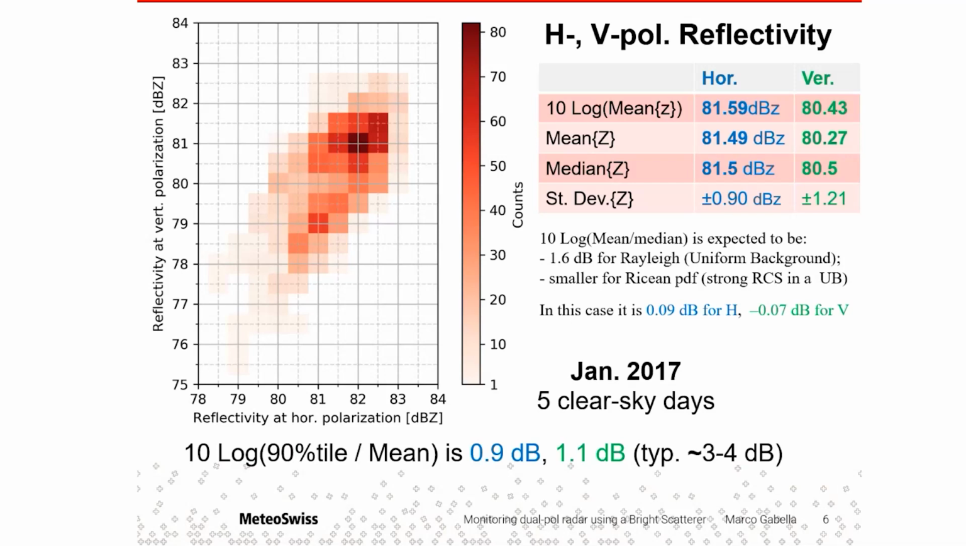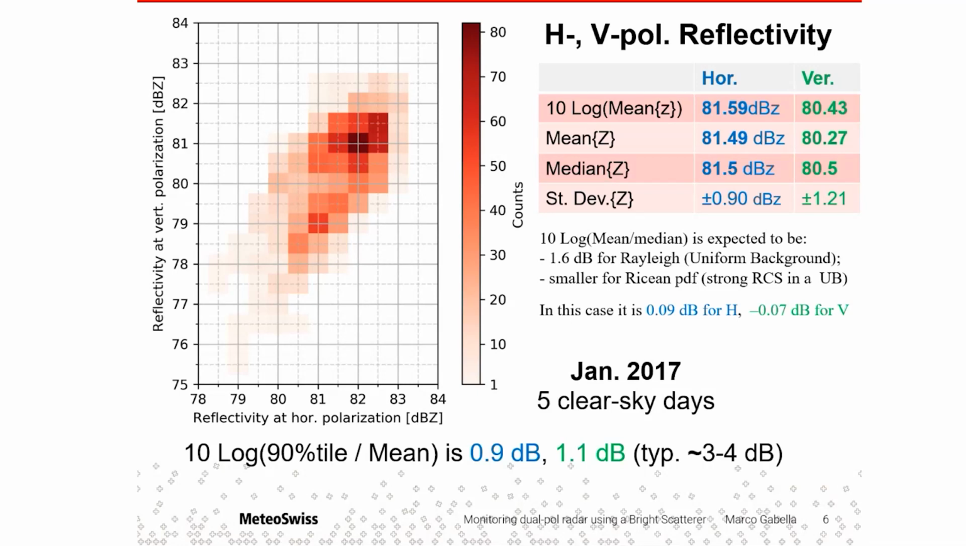You have already seen this slide, and it's the statistic of 5 days in January, which from a propagation point of view is probably the best month, and winter obviously is the best season. And you see that the bright target gives a contribution that reinforces the uniform background. So you cannot expect a Rayleigh distribution, and in fact the ratio between the linear mean of Z and the median of Z is close to 1. So it's close to 0 dB, the difference on log scale.